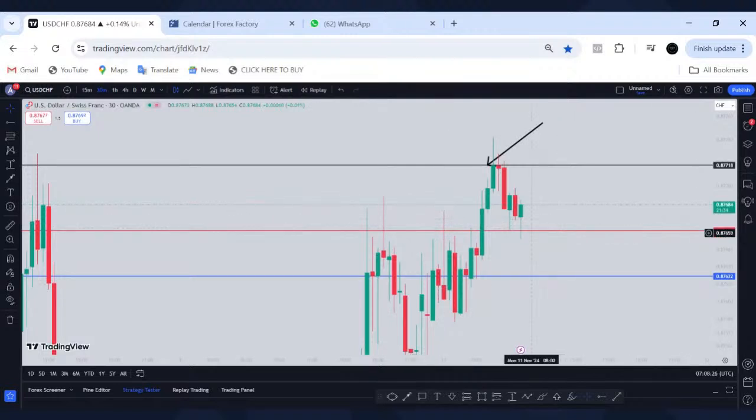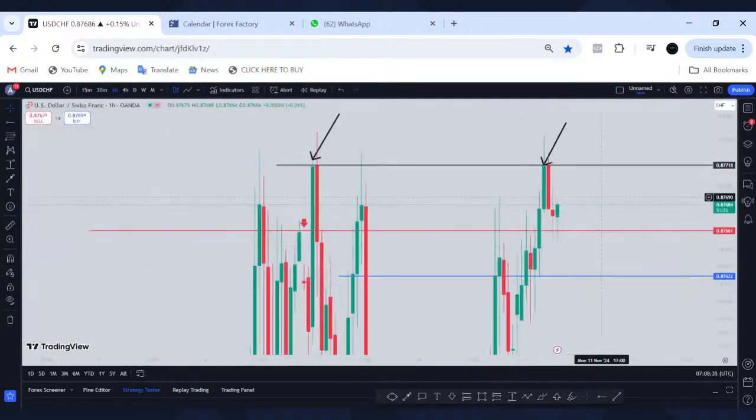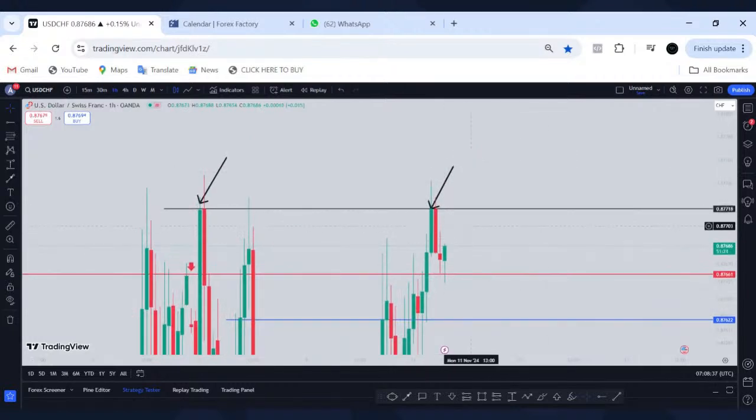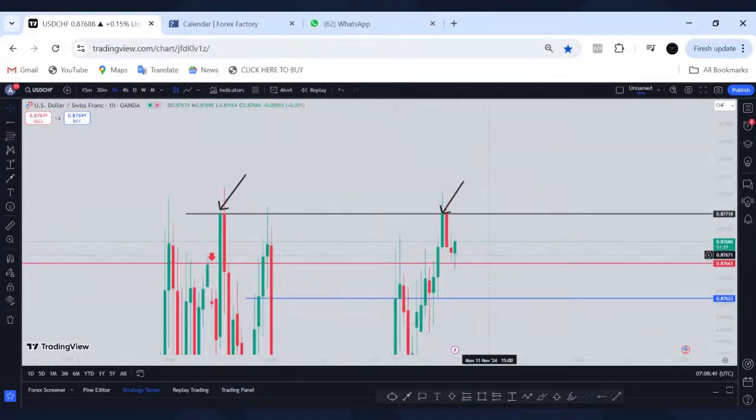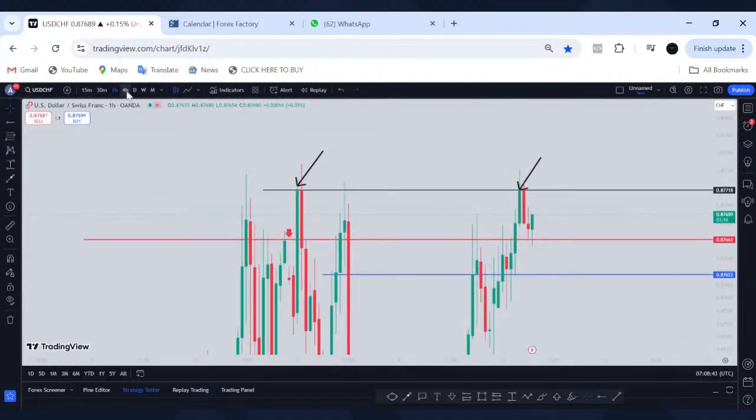So the best we can do is wait for either the M30 candle or the H1 candle to close. Then we make a decision. Okay, because if you are taking a buy over here, it's going to be an impulsive.